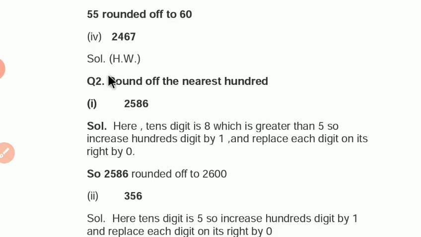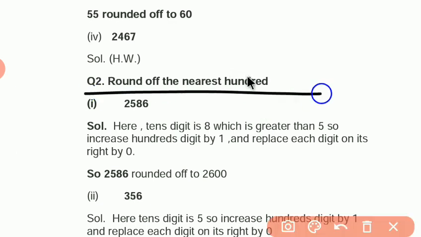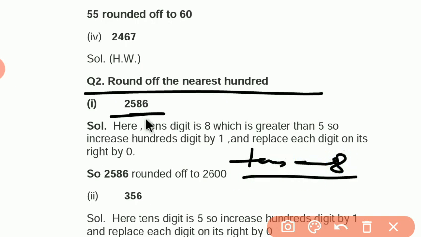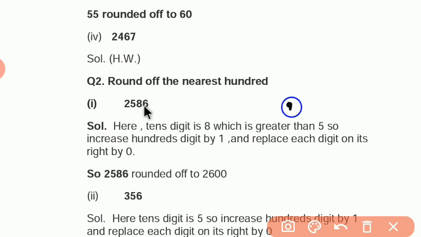Now we have seen for nearest 10. Now we will see for nearest 100. Round off to the nearest 100. First one, 2586. For nearest 100, we will always see its tens digit. So we know that in 100 how many zeros are there? Double zero. So directly first you have to write the last two digits by double zero.